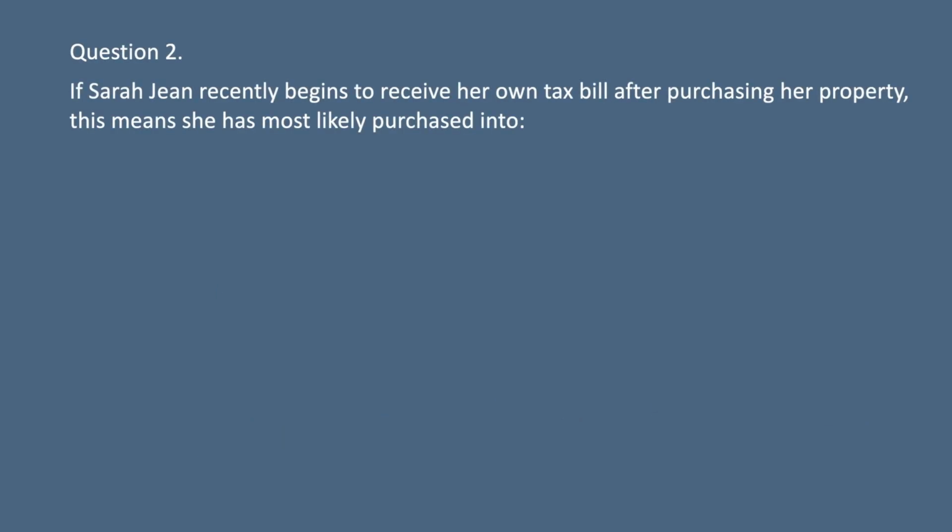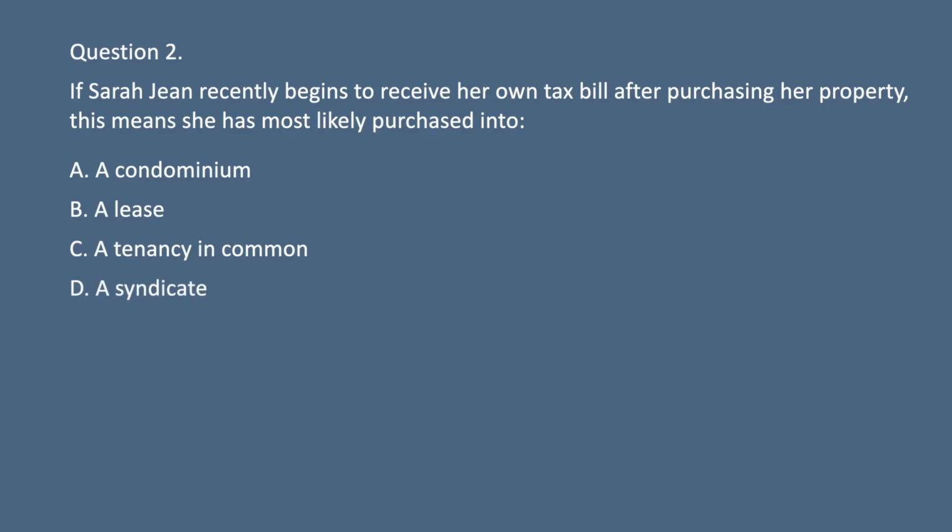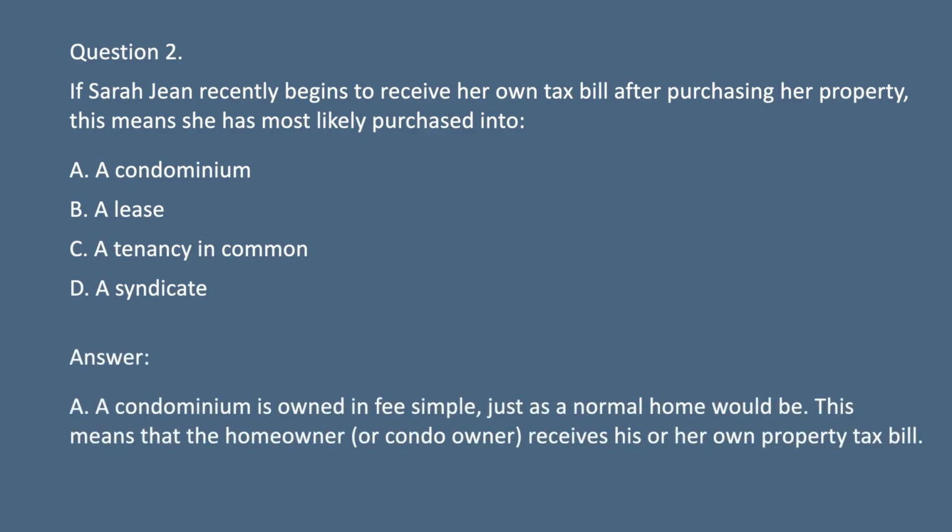Question 2. If Sarah Jean recently begins to receive her own tax bill after purchasing her property, this means she has most likely purchased into A. A condominium. B. A lease. C. A tenancy in common. D. A syndicate. Answer A. A condominium is owned in fee simple, just as a normal home would be. This means that the homeowner, or condo owner, receives his or her own property tax bill.